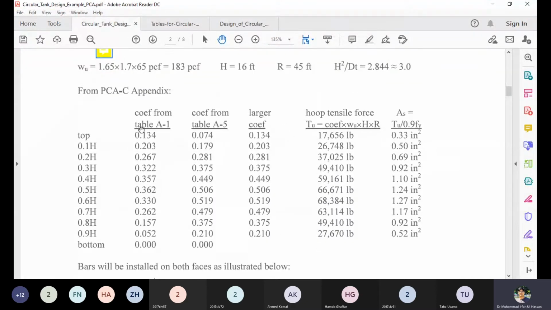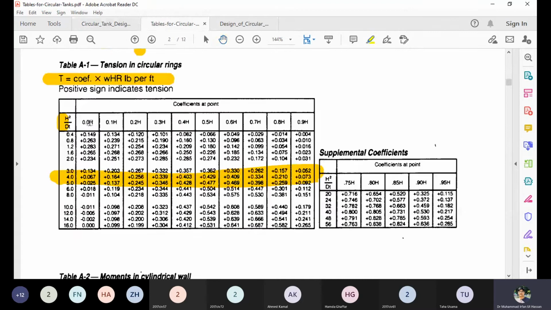Then you will go to table A1 and table A5, and for all the values of the depth, you will go to this table for all the values starting from 0 to 1H, 0.9H. The value is 3. So for 3, you can see all the values here. 0.134 at 0H, at 0.5H it is 0.362, and similarly 0.052. So you see that all values are positive, but where is the maximum hoop tension? At which depth is the maximum hoop tension developed?